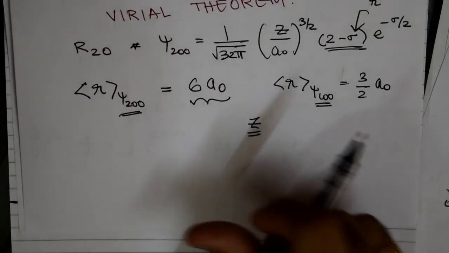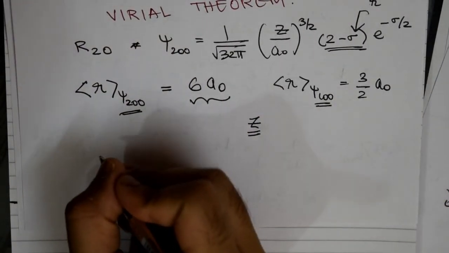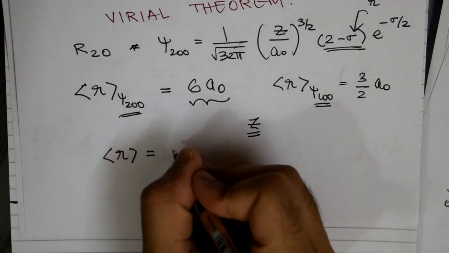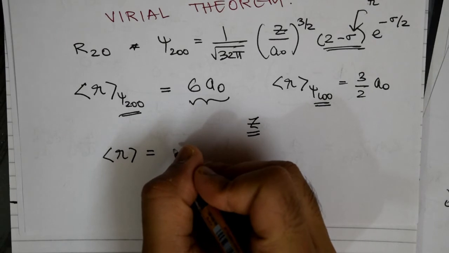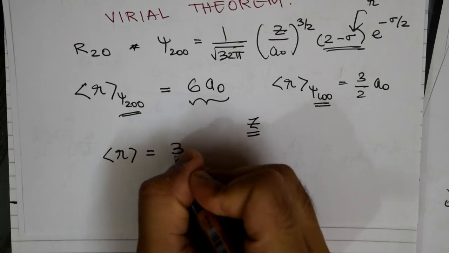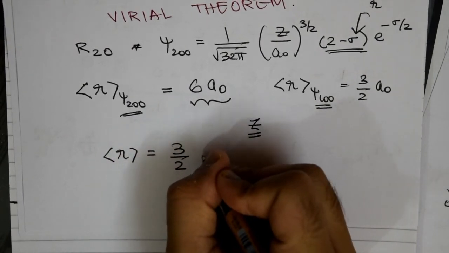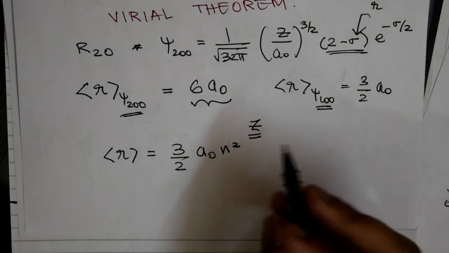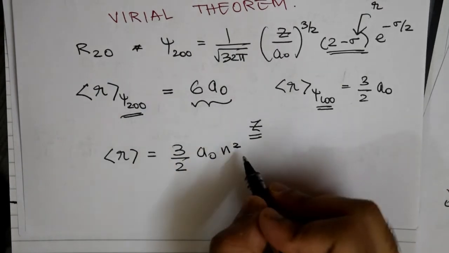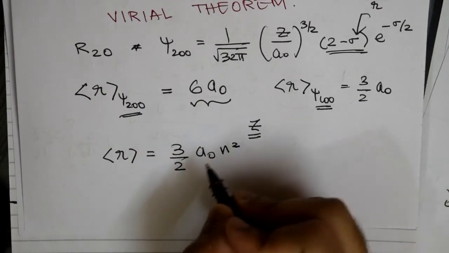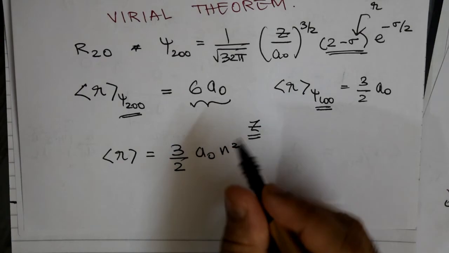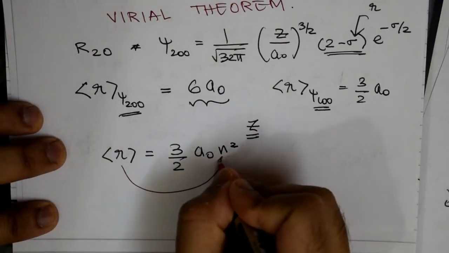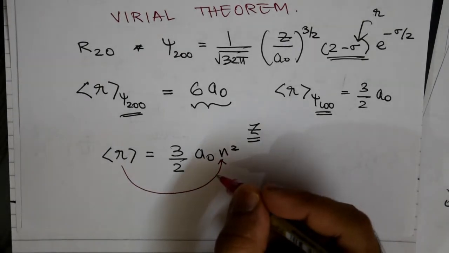If you are able to solve this for a general equation, when you calculate the expectation value of r for any of these Laguerre polynomials, you will realize it comes up as a general function, 3/2 a naught times n squared. So when you have n equal to 2, you have 4 divided by 2 which is 2, so you get 6 a naught, and you realize that the expectation value of r keeps going much farther away as you keep increasing the n value.